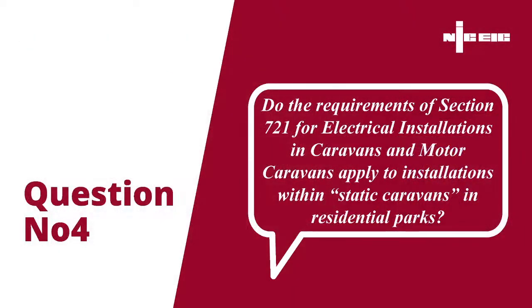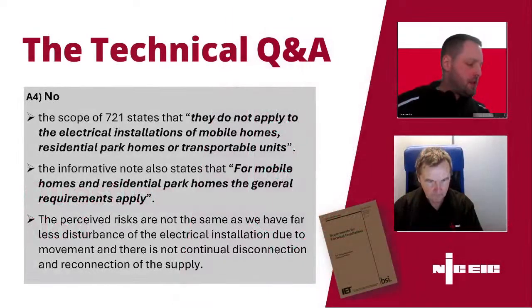So again, a common question we get asked. Do the requirements of section 721 for electrical installations in caravans and motor caravans apply to installations within static caravans in residential parks? So quite often, we know that we've got a special location section covering the electrical installation in caravans, but does that apply to the static caravans in residential parks, George? No, would be the short answer. And it tells you that in the scope.